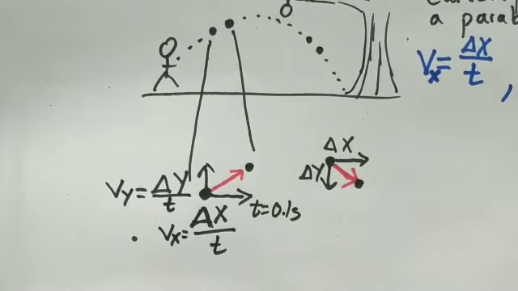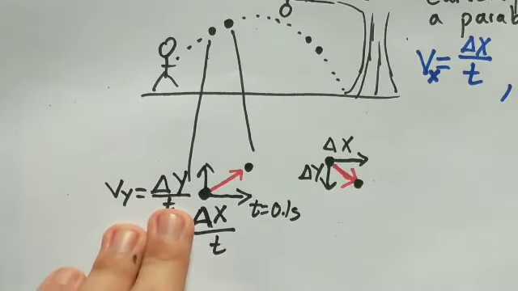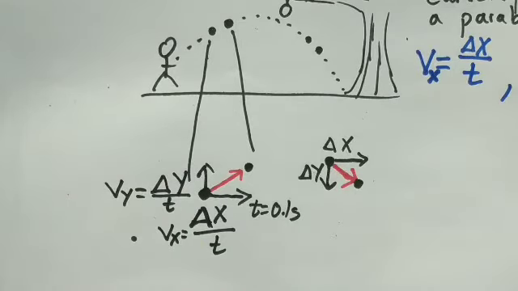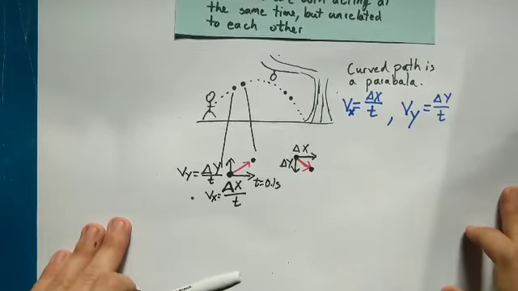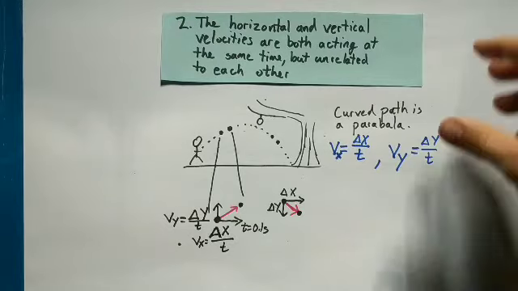And I could do that same thing at time point 2. You'll notice that the velocity, how it's changing, its rate of change going vertically and its rate of change horizontally are completely different from each other. They are unrelated. I can make it go super fast horizontally and that would not affect what it's doing vertically. I could make it go super fast or slow vertically and that would not change what it's doing horizontally. So these two velocities are both acting at the same time, but they are unrelated to each other.